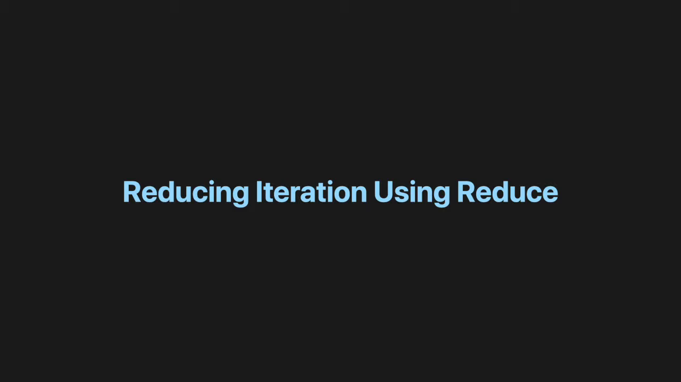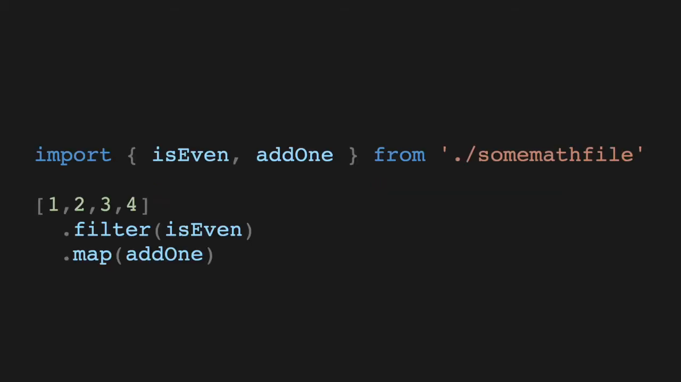Welcome back, everyone. Today, we're going to be discussing optimizing our operations on data using reduce. Okay, so let's look at a simple example. We have an array of 4 elements. We're going to keep the even ones. We're going to map over the remaining elements and add 1 to it.